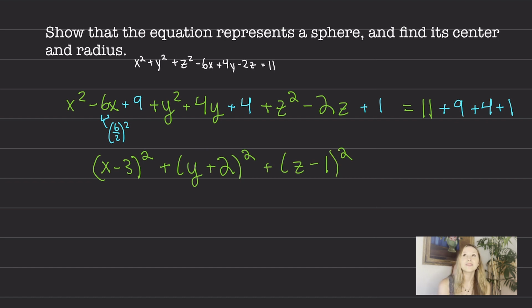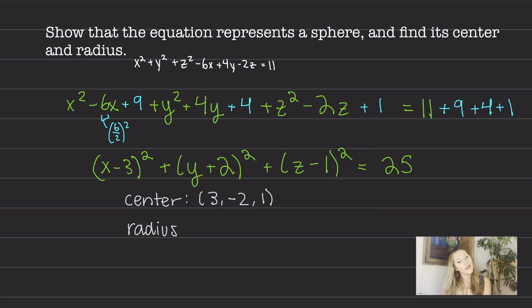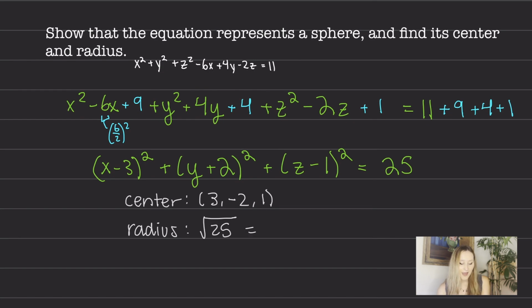Good job. What we do to an equation on one side, we must do to the other. So I'm going to add 9, I'm going to add 4, I'm going to add 1. In total, we get 25. So the center would be (3, negative 2, 1), according to this equation. And then the radius would be 5. And what we did was just took the square root of 25 because that is the form that we're in. Great.